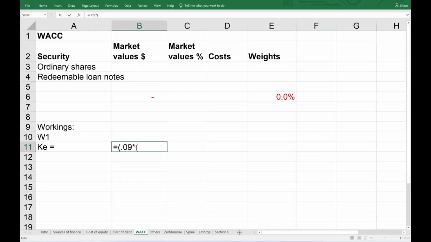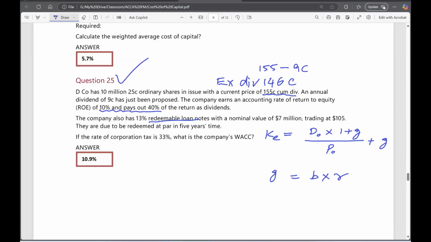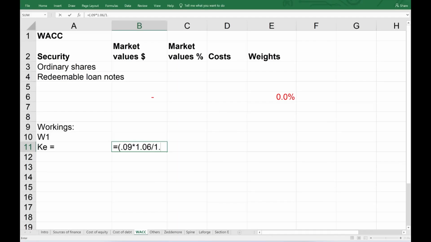So into 1.06. So G, okay, D naught into 1 plus G divided by, or you can do like this, 1 plus G divided by P naught. So X day price is 146 cents. So 1.46, okay, and plus G, so 0.06. So 12.53%. It's up to you.